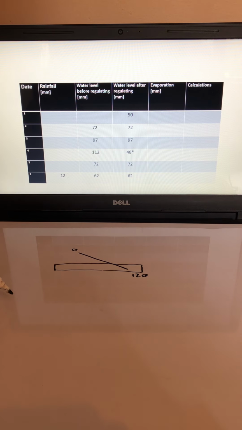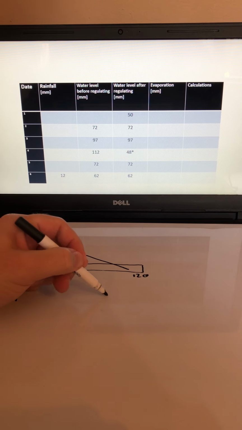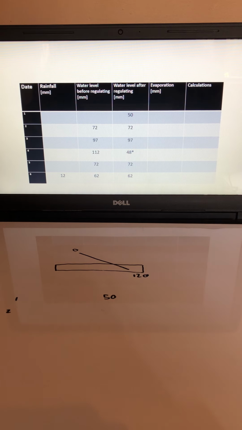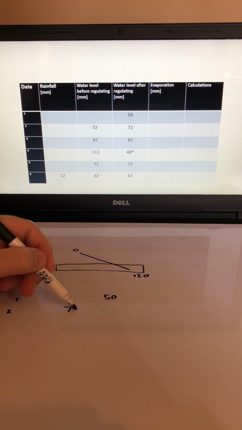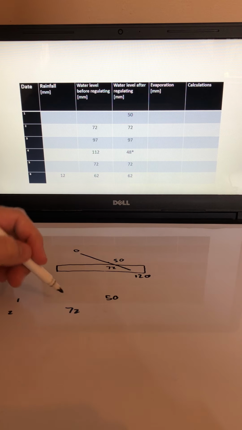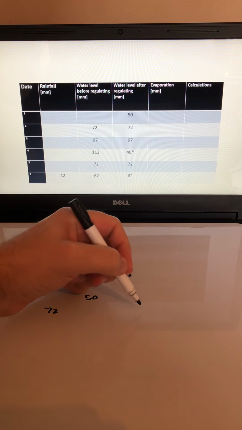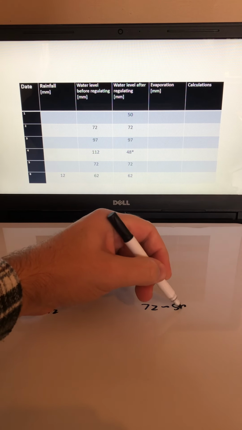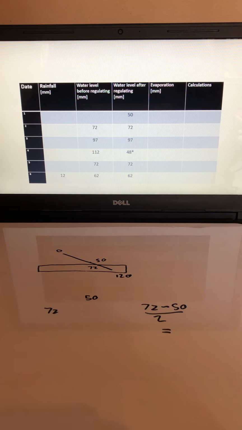So if I can go through this example, on day 1, you had 50 millimeters in your pan, so we'll write that. Then day 2, you had 72. So from 50, which was maybe here, it dropped down to 72. So you want to know how much evaporation occurred. So you'll say 72 minus 50 divided by 2, and that equals 11. Okay, so on the next day, or while you are busy with your calculation, you see that 72 is still fine. So you don't need to regulate the amount of water in the pan. So you leave it at 72.